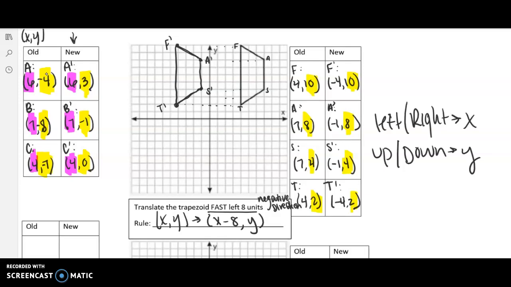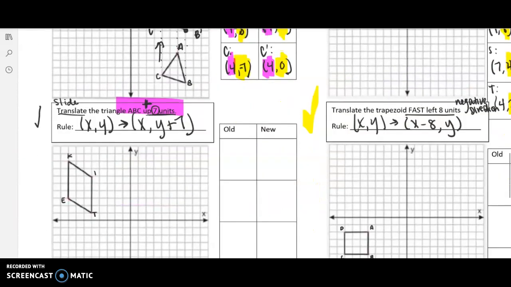Is 4 minus 8 negative 4? Yes. Is 7 minus 8 negative 1? Yep. 7 minus 8 is negative 1. 4 minus 8 is negative 4. So I know that my rule is correct. Do the next two and then check yours with mine.